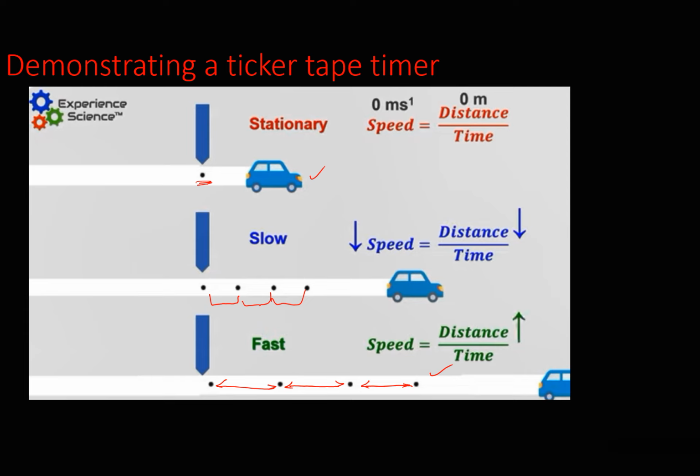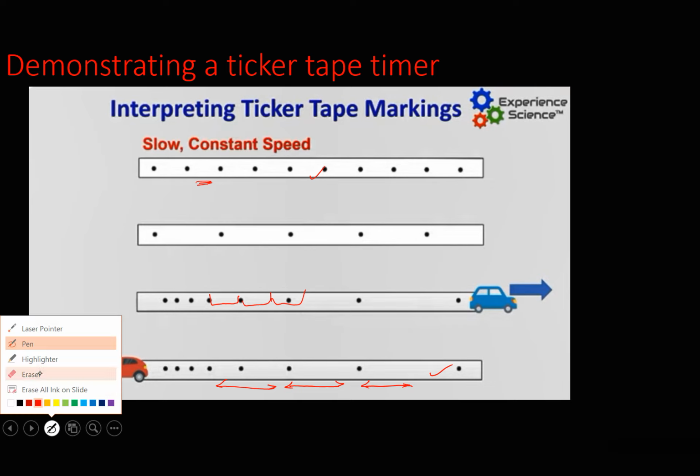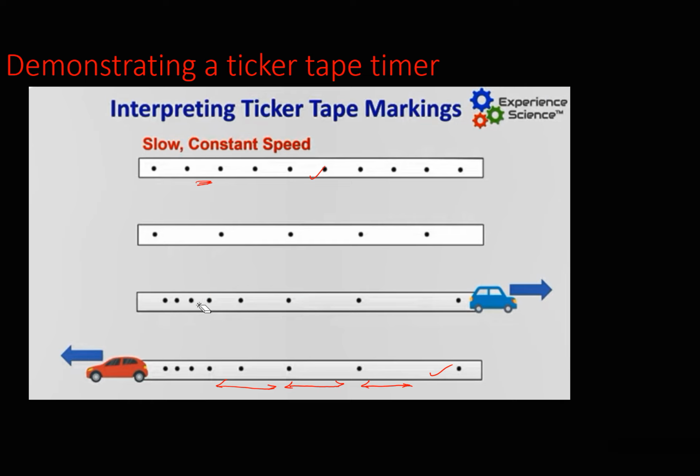Okay, so one important thing you shouldn't forget is that if the separation between the dots is the same, then we say that the object is moving at a constant speed. If the separation between the dots increases, then we say the object is moving faster. If the separation between the dots decreases, then we say the object is slowing down.